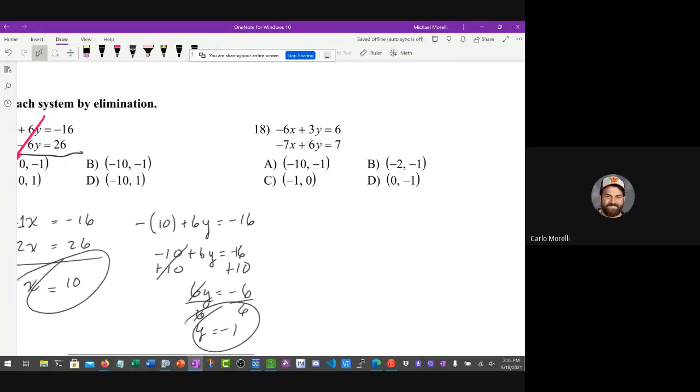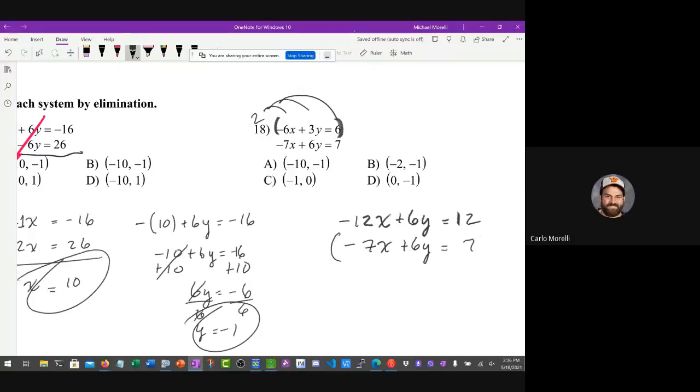Number 18. Here, I can't stack, add, and eliminate. So I've got to do some work. I just need to think, what do I multiply by the top so that one of these can be eliminated? And the easiest thing is to multiply the top equation by 2. So you're going to distribute multiply 2 to everything on top, and that'll give you negative 12x plus 6y equals 12. And then you just write the bottom equation, negative 7x plus 6y equals 7.